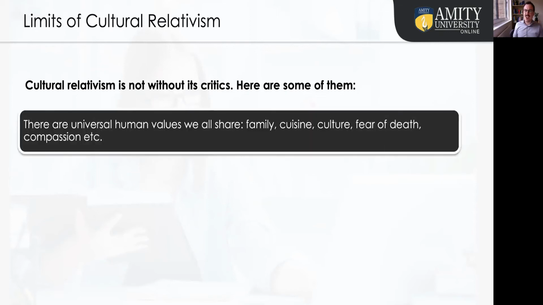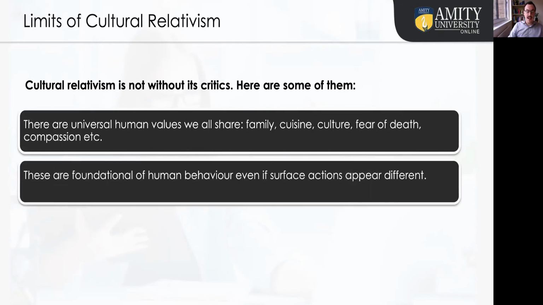Some people would say actually there are some human values we all share, and that's any nation we're from, even any historical period, any cultural background or religion. And there's a list of these, but some of them are, for example, everyone values having a family, people enjoy having a cuisine, people have artistic culture like music and literature, there's a common fear of death, compassion for other people, etc., etc. So there are universal human values that everyone can agree upon.